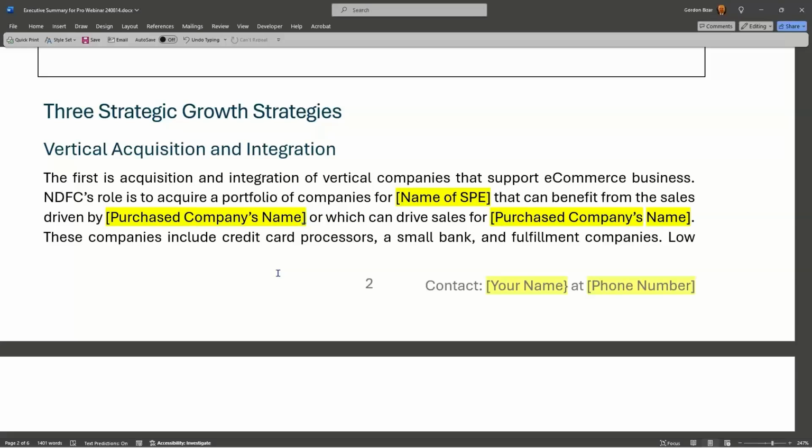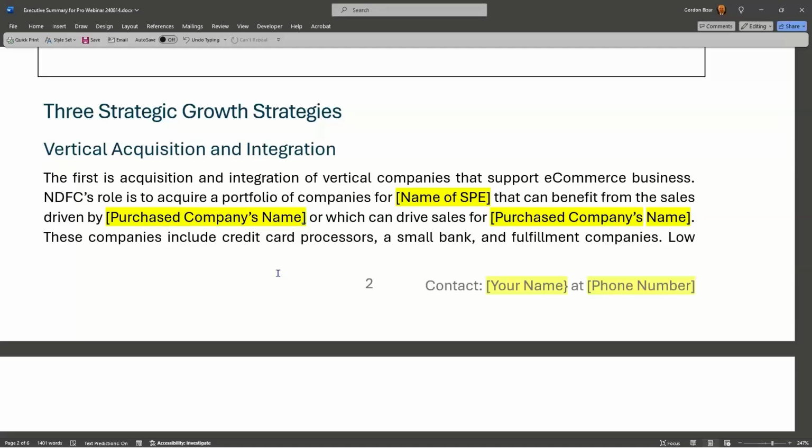NDFC's role, that's our role as the ultimate buyer, is to acquire a portfolio of companies for that SPE that can benefit from the sales driven by the company that we're buying, or which can drive sales for the purchasing company. So everything's about strategic aggregation. You've heard me say that term many, many times. I don't say it here, but that's what this is. We're going to strategically aggregate the acquisitions so that every acquisition produces more clients for the other acquisitions, including this first one that we're making. They produce more sales. These companies include credit card processors, a small bank, a fulfillment company.